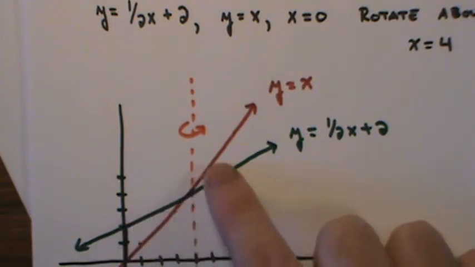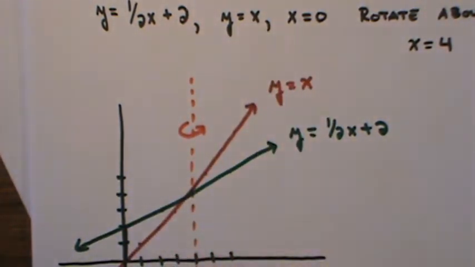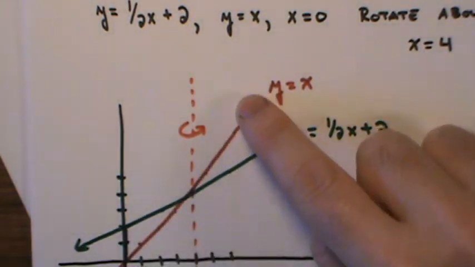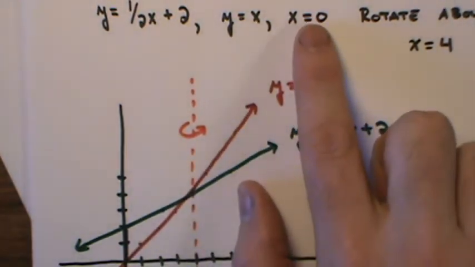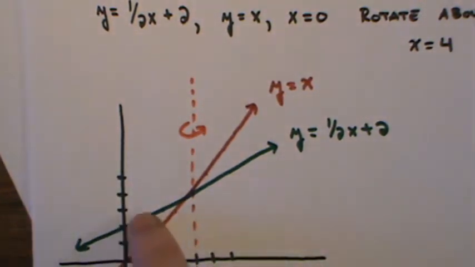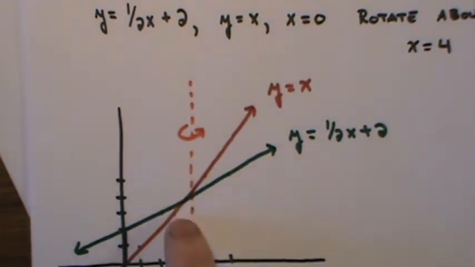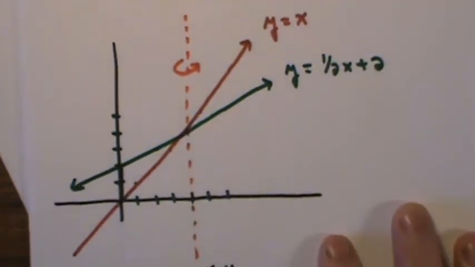That's this line right here. Second equation, I've got the line y equals x. So that's this one right here. And then I've got the x equals 0. Well, x equals 0 is just the y-axis. So I have this triangular region right here. I know that the points intersect at x equals 0. That creates this boundary. And x equals 4 would actually be this boundary.